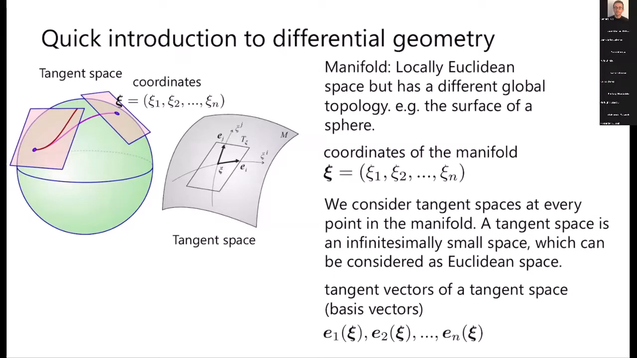To describe this manifold, we introduce coordinates, xi. At each point, we consider the tangent space at that point on the manifold. This tangent space can be considered as a usual Euclidean space, so you can do basic linear algebra on the vectors. We consider the tangent vectors in this tangent space, which are considered as basis vectors in this tangent space.